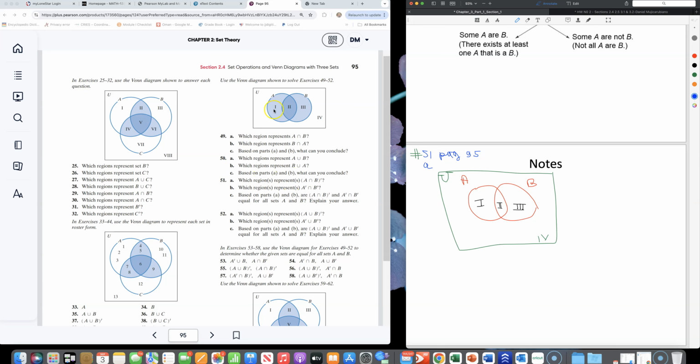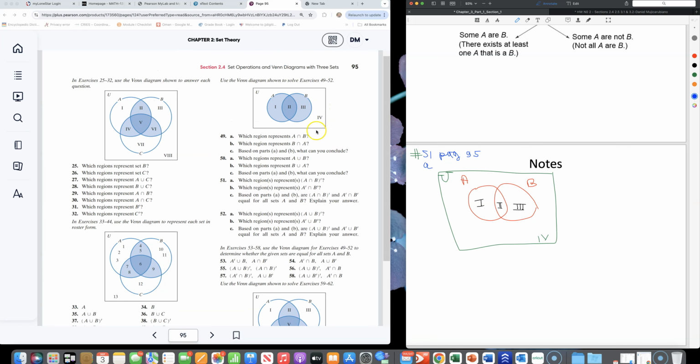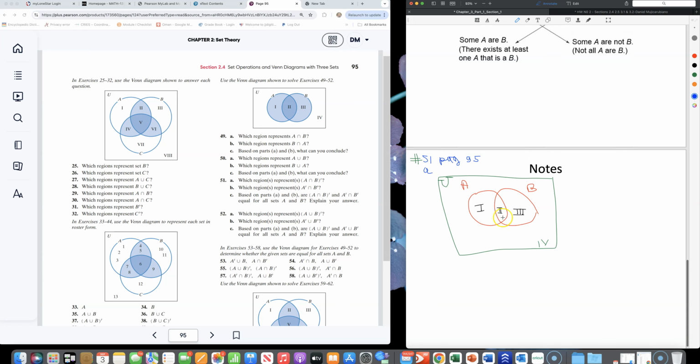We have this representation of two sets. In these two sets, we have three regions, 1, 2, and 3. The labeling of the regions in numbers is very similar to the one that we have for three sets, with the difference that the one that corresponds to the complement, instead of being 8, is now going to be 4, because we have only 4 regions.